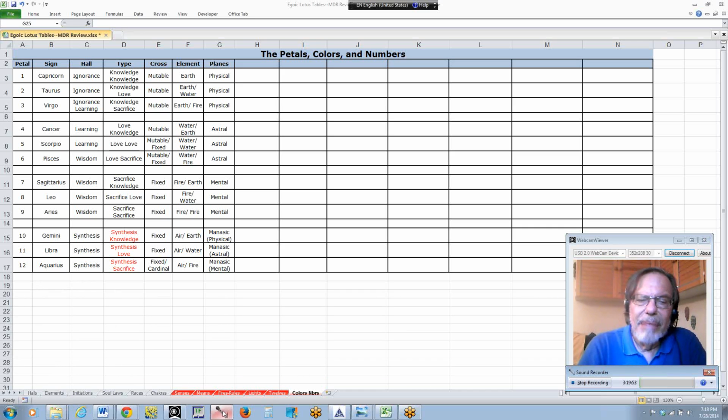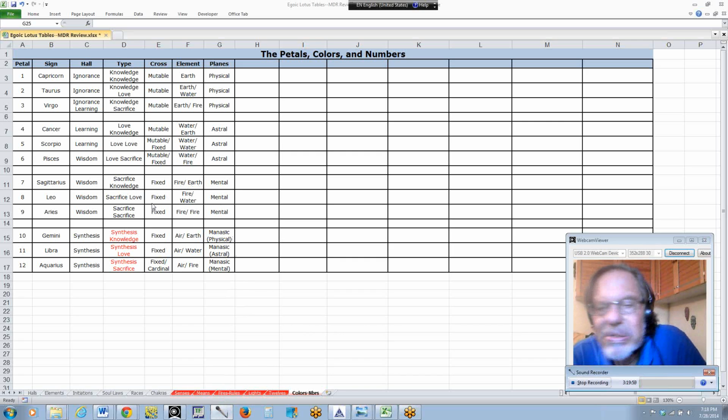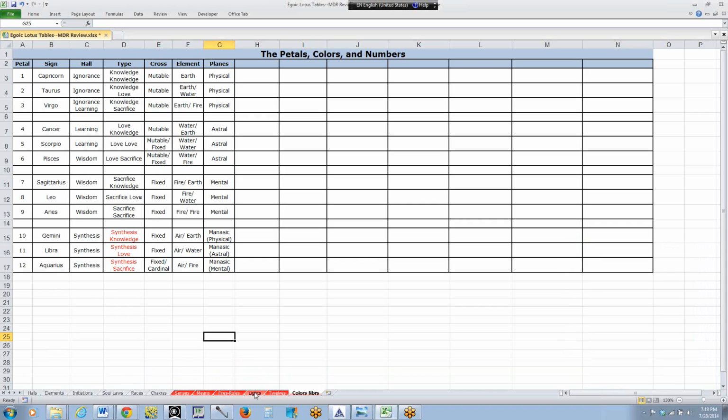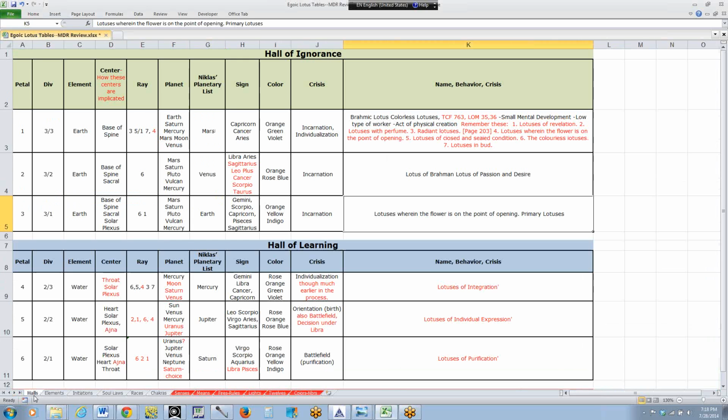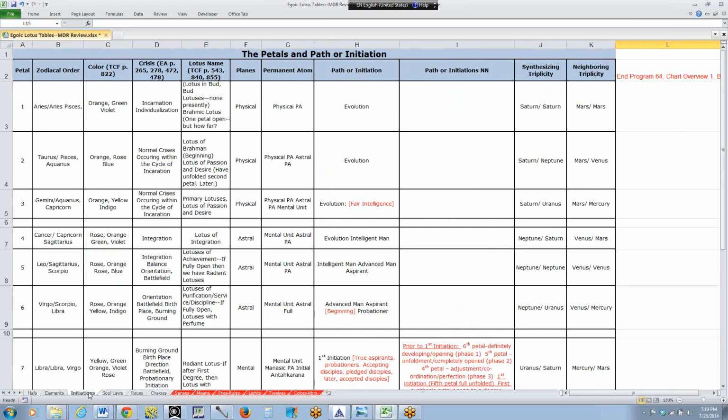Well, I must say, I'm kind of happy to be more or less done with this charts section. As I say, I realize there is a theme of repetition here, and it's quite all right. It does give us the foundation. Looking through what we've done: Hall of Ignorance, the petals and the four elements, the petals and path of initiation, or initiation, maybe it should say of. Have a feeling.